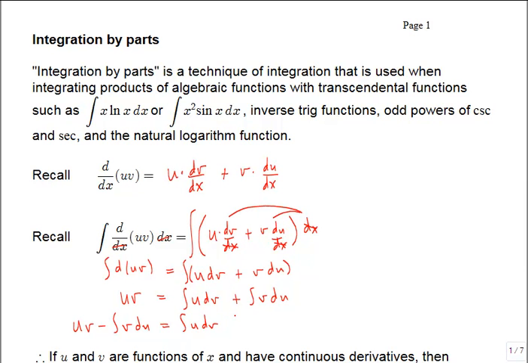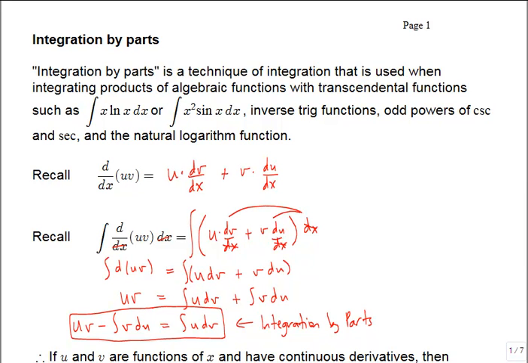So this looks like a foreign language right here because of all these u's and v's and du's and dv's, but this right here is the rule that we use when we are going to do integration by parts. So you're saying to yourself, well, what does that mean? What do we do with this?